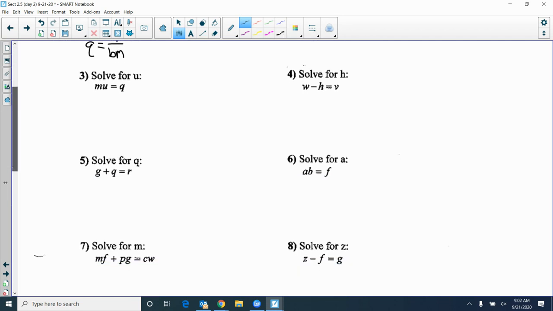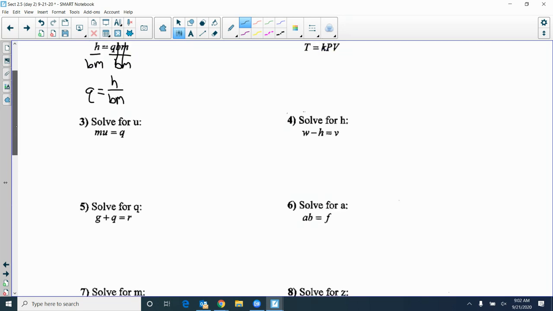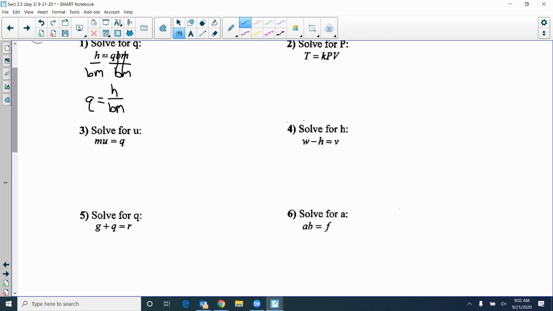Number 3, I'm solving for the letter U. Again, the only thing happening between those two letters, the M and the U, is that they're being multiplied. So, Joe, what do I want to do? You raise your hand all excited. Just scroll up. Huh? You want me to scroll up? All right, thank you. Since you made me scroll up, you're still going to help me solve number 3.